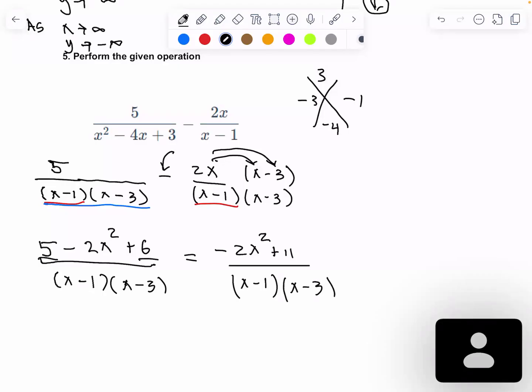Okay, now I know I'm done when there's nothing else I can do, and I know that 11 is a prime number, so I can't take out any common factors. I can't factor this anymore, so I'm done.